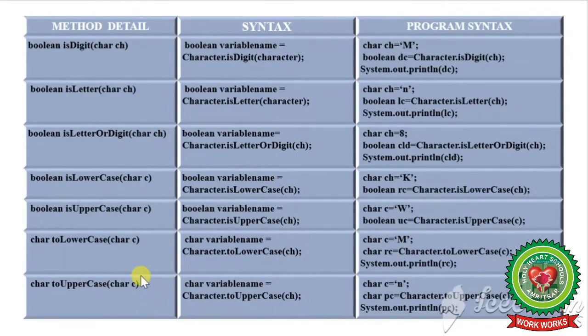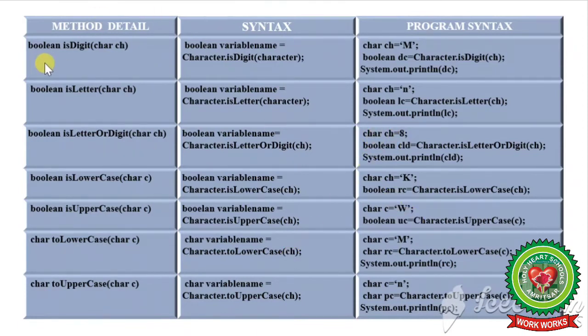The various functions of the Character wrapper class are: number 1, boolean isDigit; number 2, isLetter; number 3, isLetterOrDigit; number 4, isLowerCase; number 5, isUpperCase; number 6, toLowerCase; number 7, toUpperCase. We will be learning about all these methods in detail with their syntax and examples.